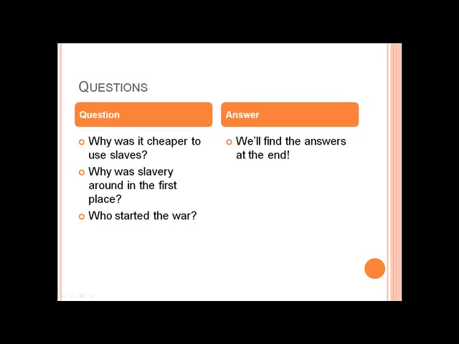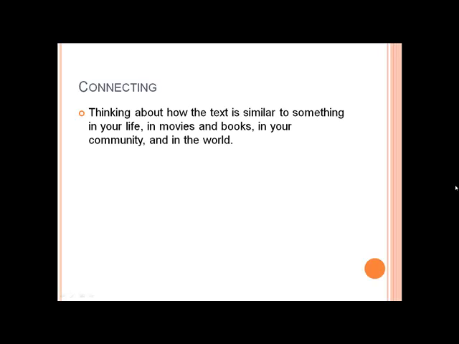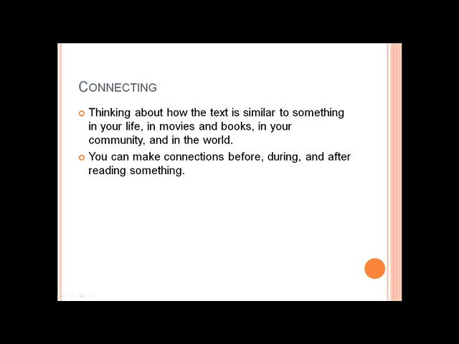We've got one more strategy before we do that, though, and it is connecting, which is thinking about how the text is similar to something in your life, in the movies and books, in your community, and in the world. We've talked about text to self, text to text, and text to world before. This is just a little bit simpler way of saying it. You can make connections anytime while you're reading, before, during, and after.